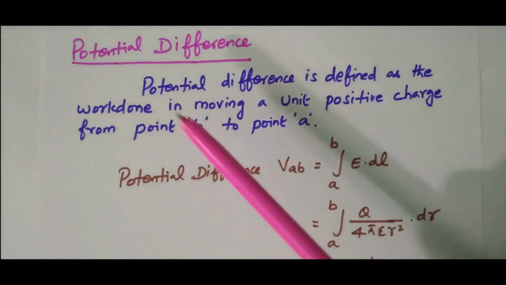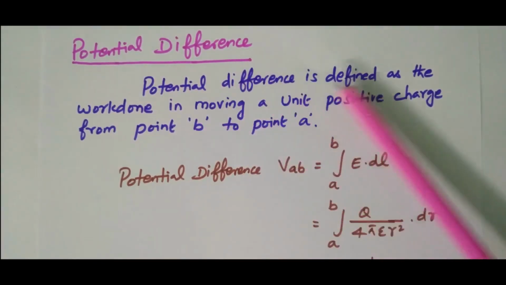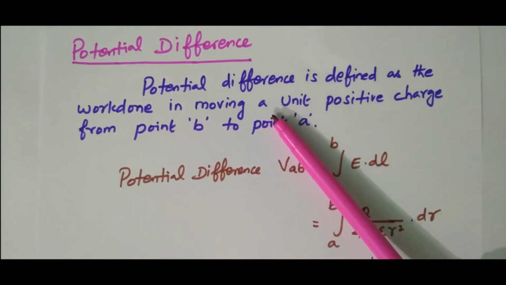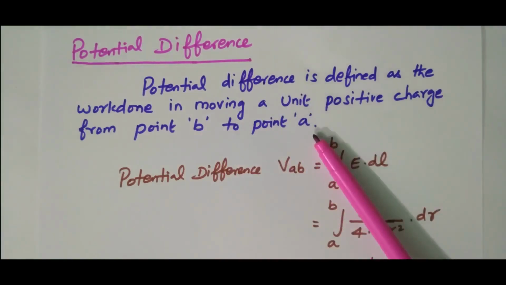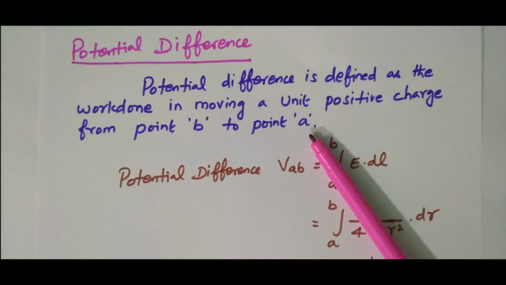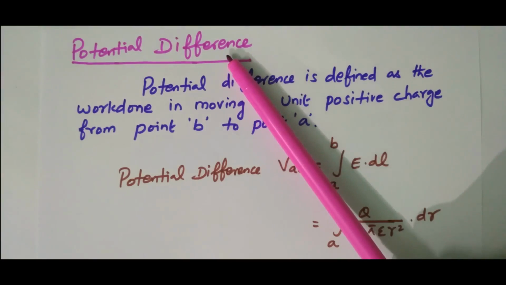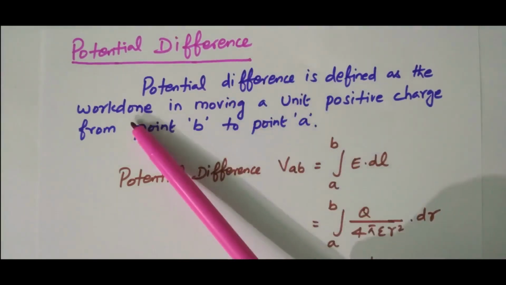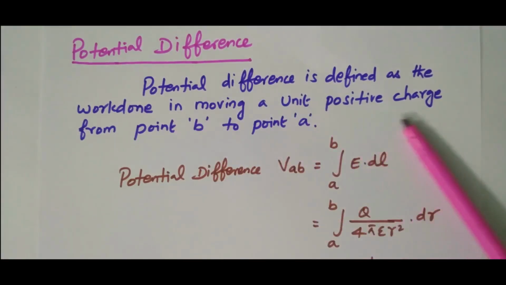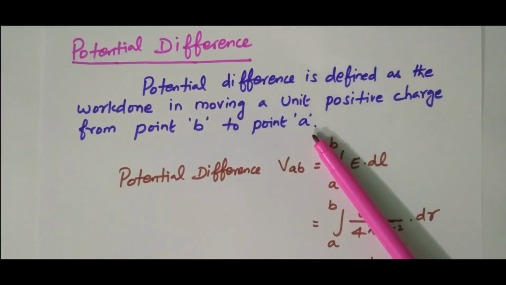Now we'll see the potential difference. What is potential difference? It is defined as the work done in moving a unit positive charge from point B to point A. Absolute potential means from infinite to the field point. But here potential difference is there. That means difference between 2 points, point B to point A. Same thing, work done in moving a unit positive charge, but it is from point B to point A. It is clearly given.